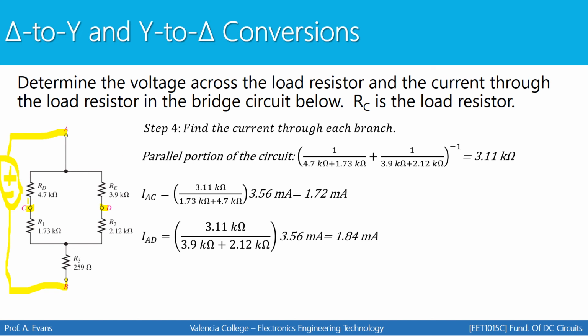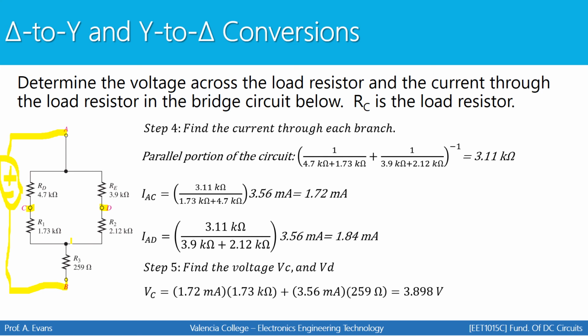Now that I know the current through this branch and the current through this branch, I also know the current through R3 has to be the total current because these two branch currents recombine right there. Now I can find the voltage for point C and find the voltage for point D. Here's the voltage for point C. That's going to be the voltage for R1, which is going to be the current through this branch times R1, plus the voltage for R3, which is going to be the total current times R3.